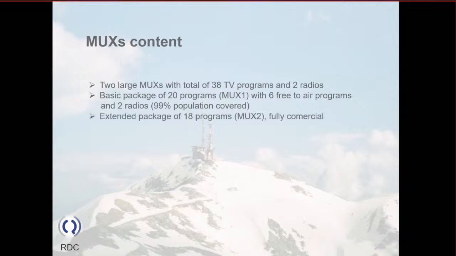Apart from this one multiplex, we have another one, also large, with 18 programs, which is fully commercial. And in all of these multiplexes we have 3 HD programs and 4 local multiplexes, which are emitting local public service TV channels.